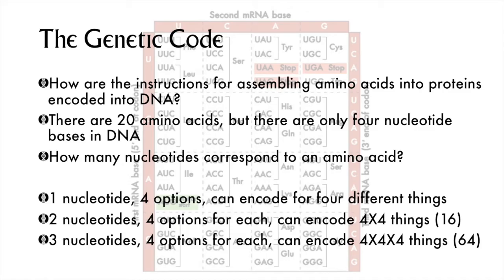2 nucleotides in series, each with 4 different options, could encode 4 times 4 different options, or 16 different things. That would be like AA, AC, AG, AT, all the way to TG and TT. 16 choices. 3 nucleotides following this pattern would produce 4 cubed, or 64 different options. 64 is more than 20, and that is plenty for encoding amino acids, everything from AAA to TTT. So 2 nucleotides can't quite encode 20 different amino acids, but 3 nucleotides definitely can.